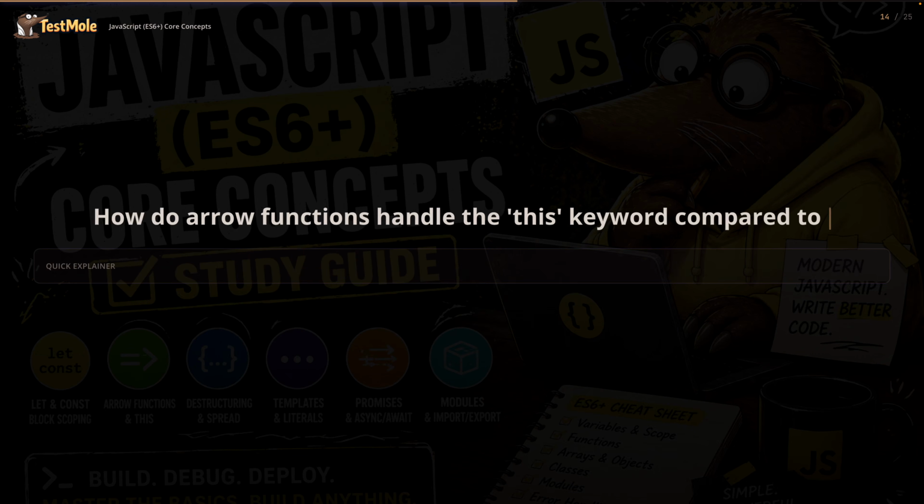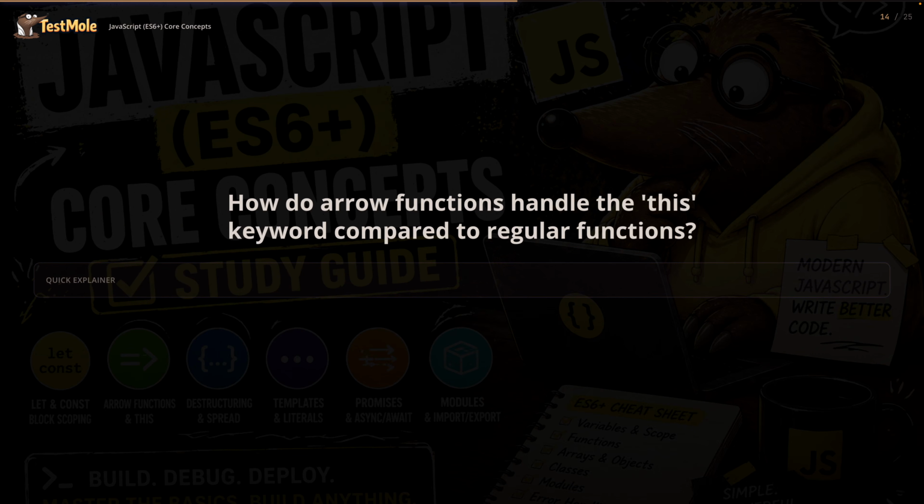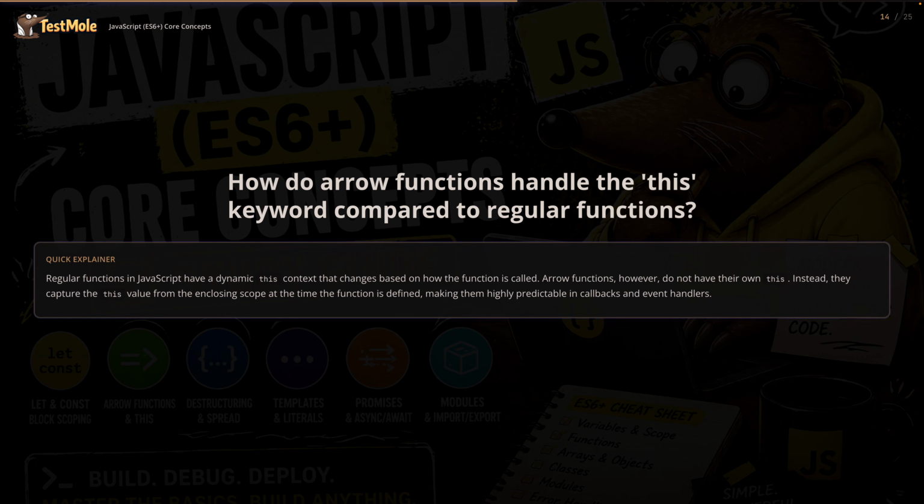How do arrow functions handle the this keyword compared to regular functions? Regular functions in JavaScript have a dynamic this context that changes based on how the function is called. Arrow functions, however, do not have their own this. Instead, they capture the this value from the enclosing scope at the time the function is defined, making them highly predictable in callbacks and event handlers.